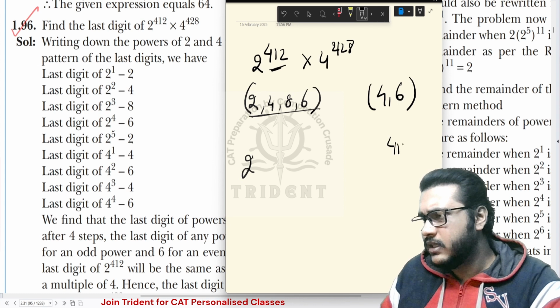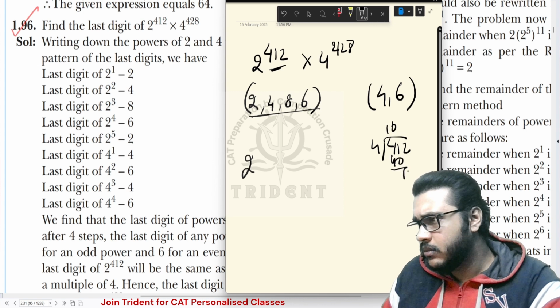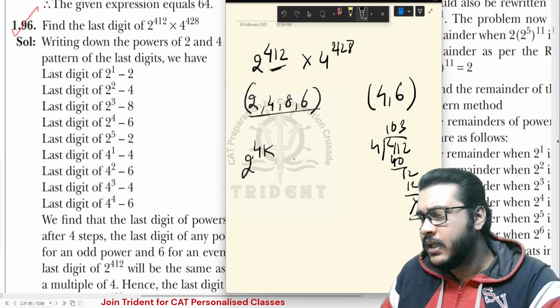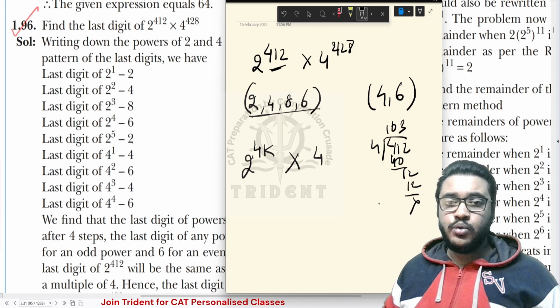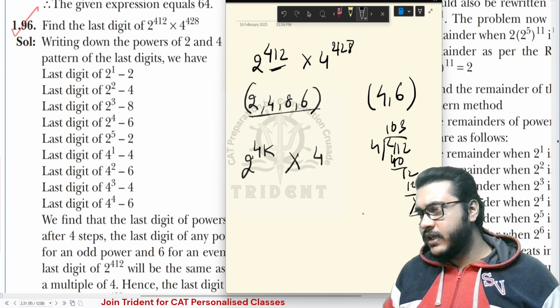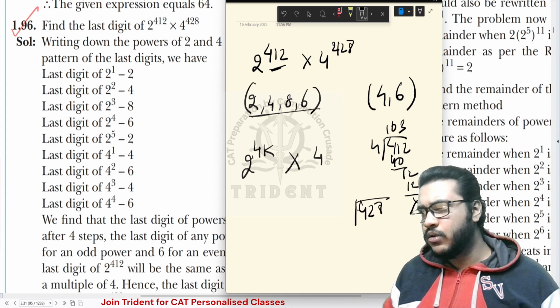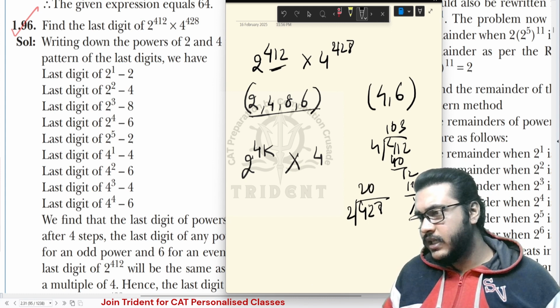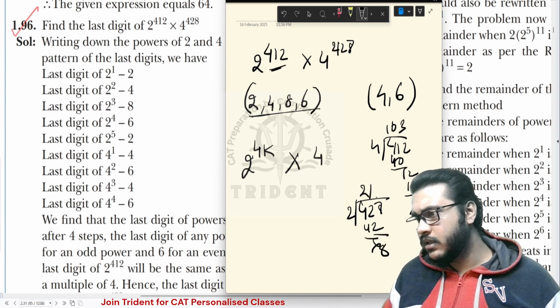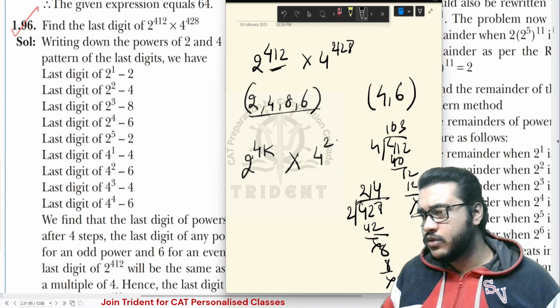Let's check by dividing 412. 4 10 40, 1 2, 3 12. So this is actually 2 raised to the power 4k into 4 raised to the power. Now, since the cycle of 4 is 2, we will divide 428 by 2, and as you can see it will go, because it is of course an even number, it will go by 2. 2 20s are 40, 21s are 42, and 8 by 2 is 4. So 214 times also this goes, so that means 4 raised to the power 2k.